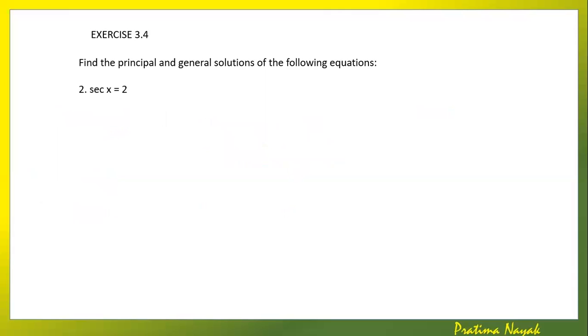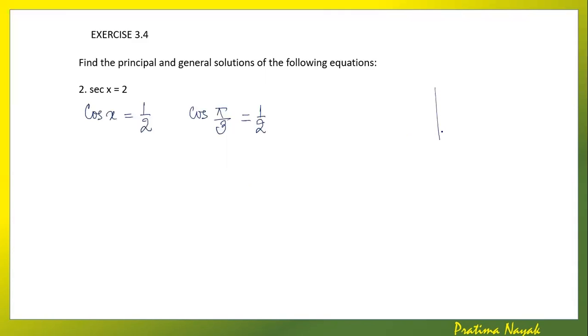Question number 2. Sec x is equal to 2. When there is a sec function, convert it into cos so that you can recall the formula easily. Cos x is equal to half because it's the reciprocal. Now recall when cos x is equal to half. Cos 60 degrees, and 60 degrees means pi by 3. Again, when it is half, it will be in the fourth quadrant. So what I'll write is 2 pi minus pi by 3.